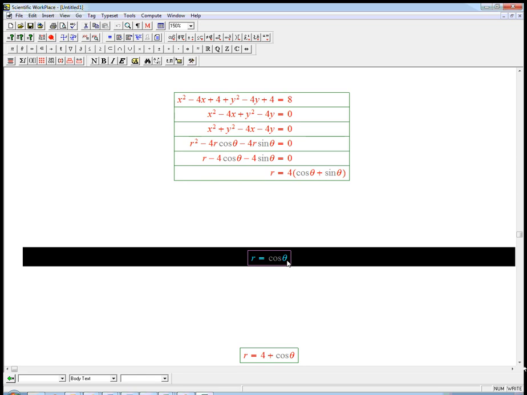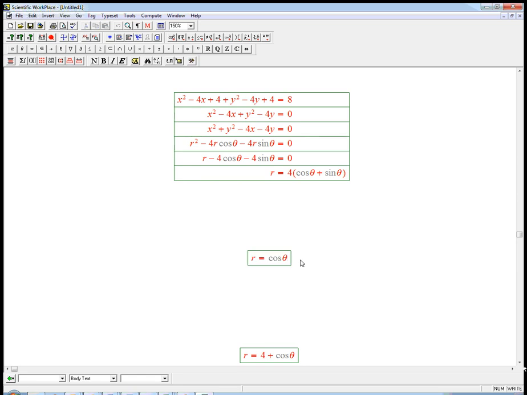Okay, here's a really simple one. r equals cosine theta. Very similar to one we did in class, if you're coming from the 2011 class, that is. So the problem here is going from polar to Cartesian, you really want to look more for the pattern matching.